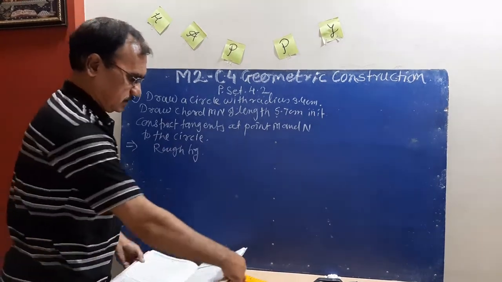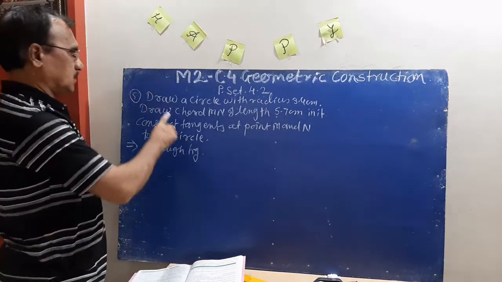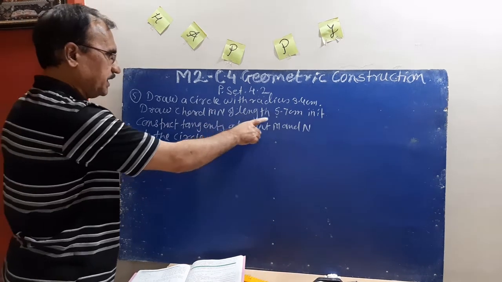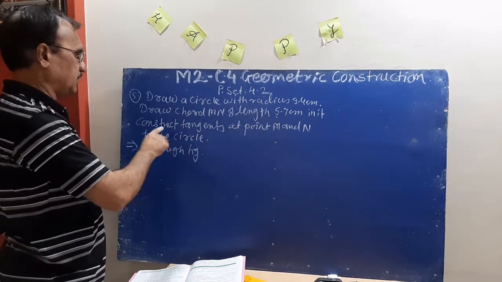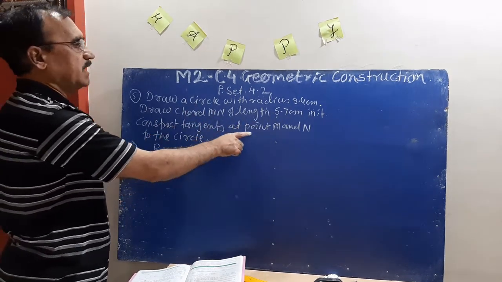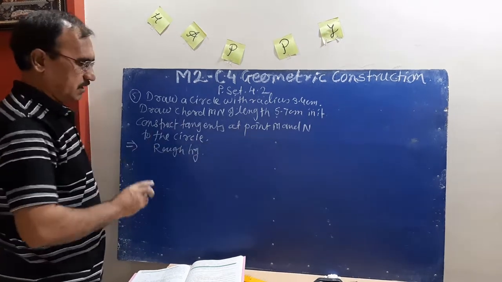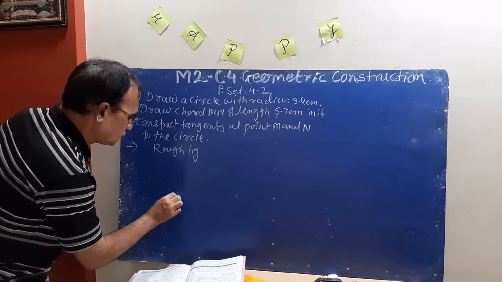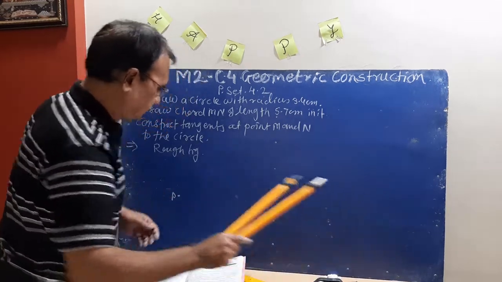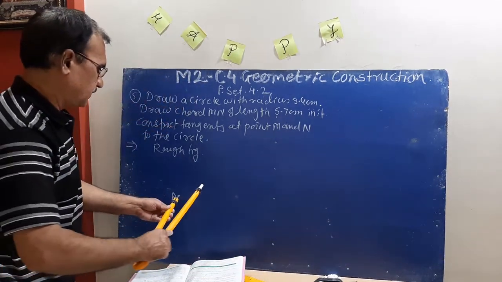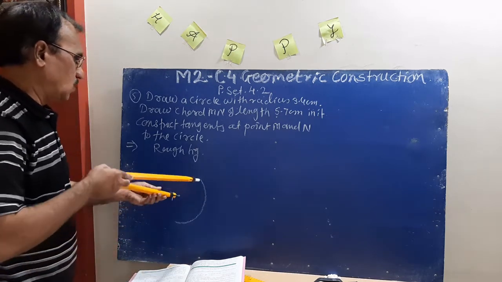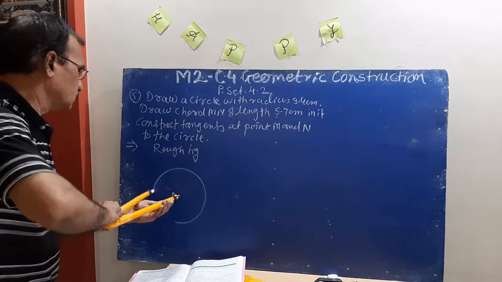Okay. Draw a circle with radius 3.4. Draw chord MN of length 5.7 cm. In it, construct tangents at points M and N to the circle. This means the center of the circle is not given. Suppose P is the center of the circle. This is a rough figure or analytical figure.